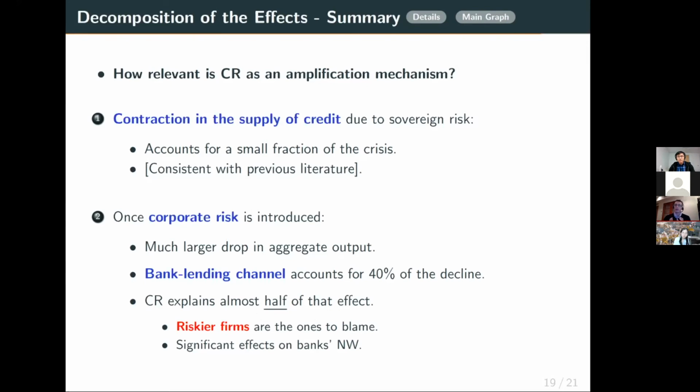And on top of that, because of this asymmetric transmission of sovereign risk, the riskier firms are the ones to blame here, okay? Those are the ones that are explaining this extra decrease in output due to the increase in corporate risk, because those are the ones who observe very large increases in corporate risk, and those are the ones that are significantly affecting the balance sheet of the domestic banks, okay?